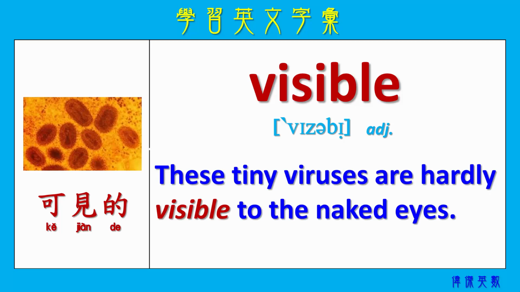Visible, V-I-S-I-B-L-E. Visible, 可见的 visible. These tiny viruses are hardly visible to the naked eyes. 这些微小的病毒呢，很难从肉眼看得到它们。These tiny viruses are hardly visible to the naked eyes.